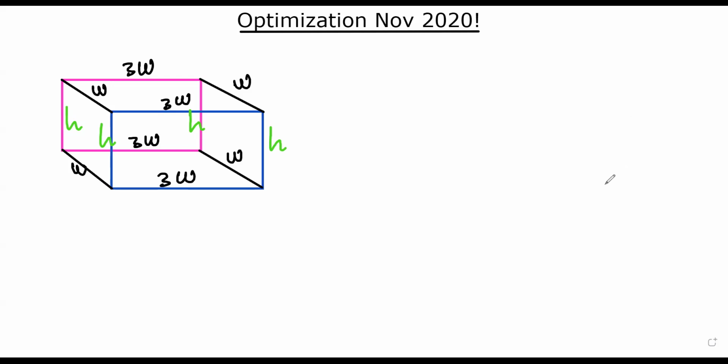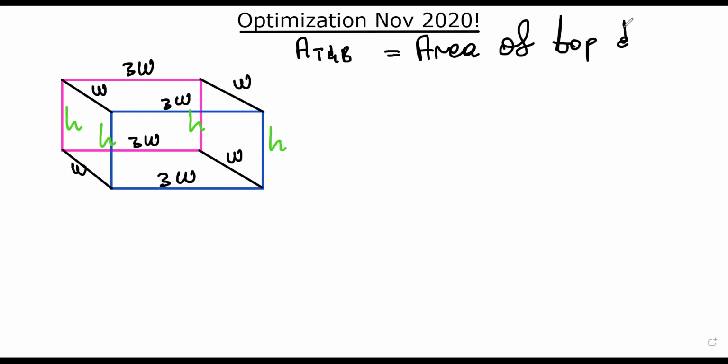But before we can go there, we need to use this information they gave us with regards to the areas. Now, this is the area of the top and bottom surfaces. Maybe you'll say, let A_T and B be the area of the top and bottom surfaces. Yeah, maybe you'll say that because you need to tell them what you are doing, all right? Don't just say A_T and B there.